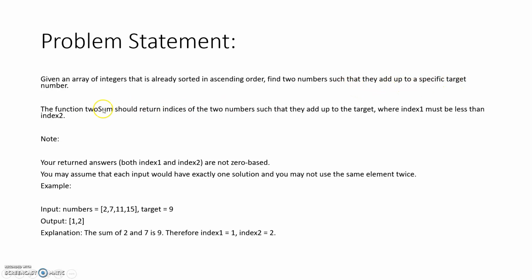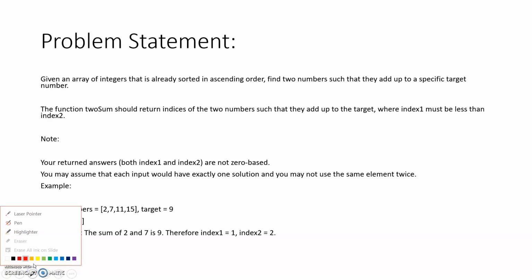add up to a specific target number. The function twoSum should return the indices of the two numbers such that they add up to the target, where index 1 must be less than index 2. Okay, note your returned answer, both index 1 and index 2 are not zero based. You may assume that each input would have exactly one solution and you may not use the same element twice.